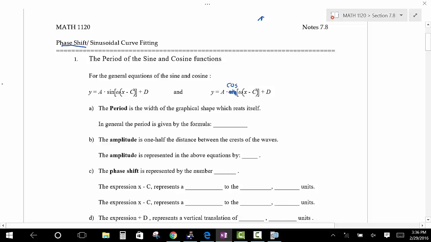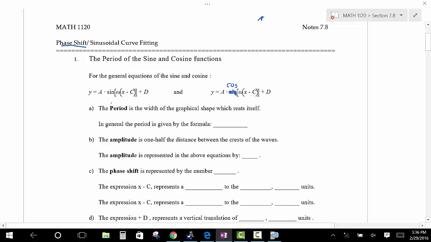So these are just the general forms that we're going to look at now. This would be every transformation that's possible now. So we've already learned that A is the amplitude. We've learned about that. Omega gives the period. We've learned about that. What we're really adding in now is this C, which is called a phase shift, and that just moves the graph from side to side. It's left to right, and that's it.